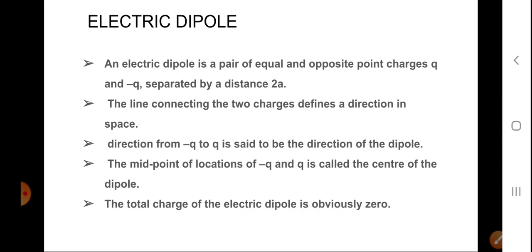Just go through page number 27 under electric dipole, and you will have to take the test. After going through the YouTube links, you can take the test.